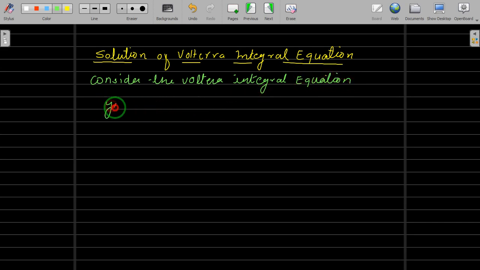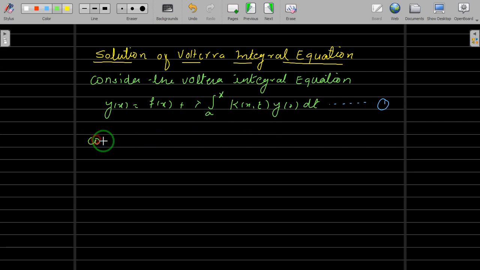y of x is equal to f of x plus lambda integral from a to b. We are taking Volterra, so let us take this special kind of Volterra equation, integral from a to x, k of x comma t, y of t dt. And let us take this as your equation 1. Right, now we have to see how we will approximate and get the resolvent kernel for this Volterra integral equation.